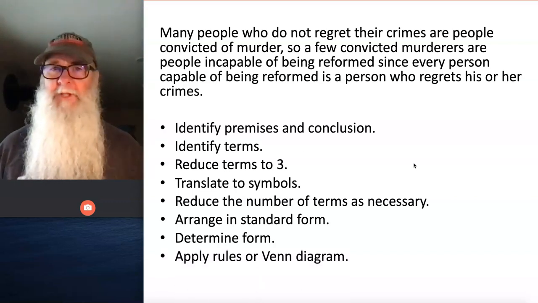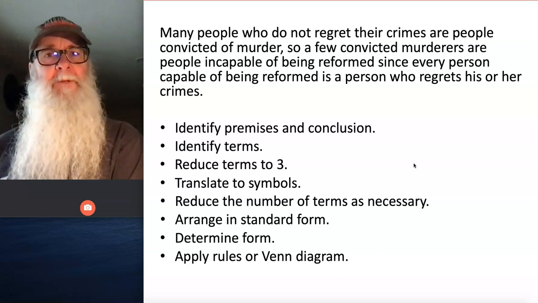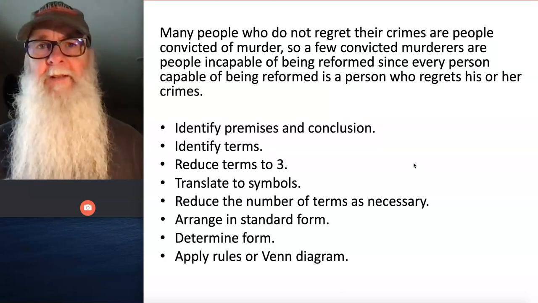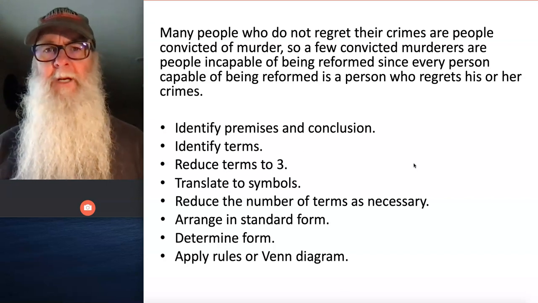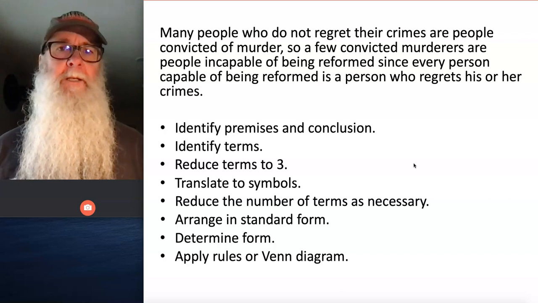Then we can double-check our work in one of two ways. You get to pick. You can either apply the 5 rules for categorical syllogisms, or you can create a Venn diagram for this argument. But we're going to check our work to make sure that our judgment of this argument's validity or invalidity is reliable.